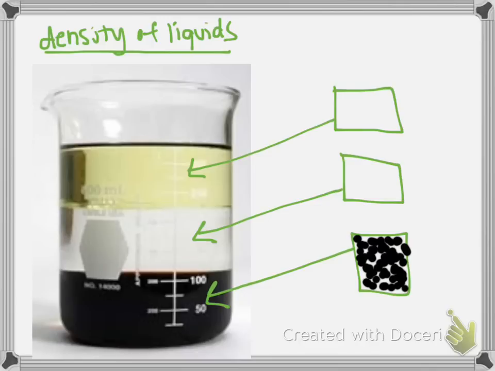The liquid in the middle is a little bit less dense, and so the molecules of that liquid are less tightly packed together. So maybe it would look like this. And then the liquid on the top is the least dense of those three, and so its molecules are even less tightly packed together. And so when you have varying densities of liquids like this, you are going to see those different layers. It's going to separate like that.